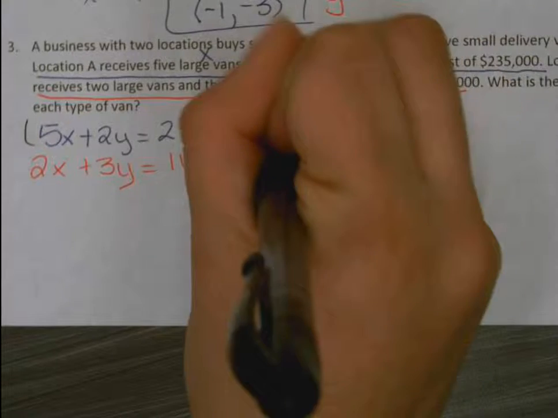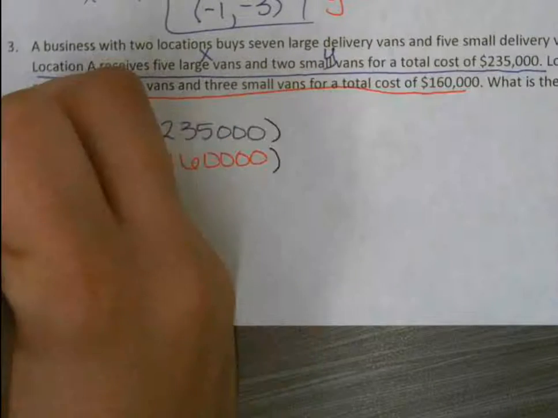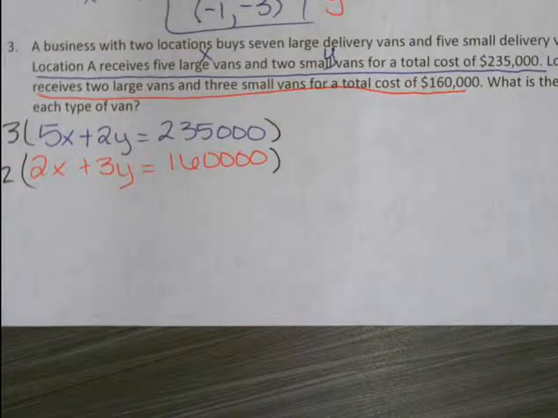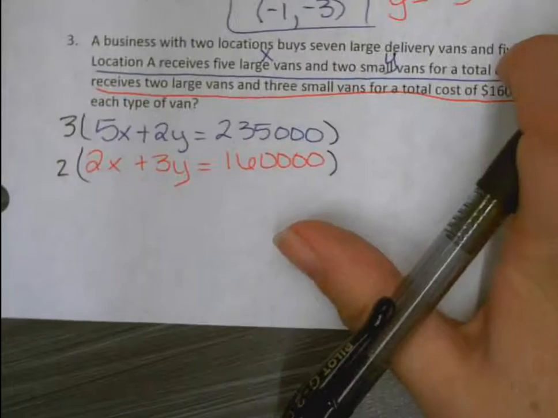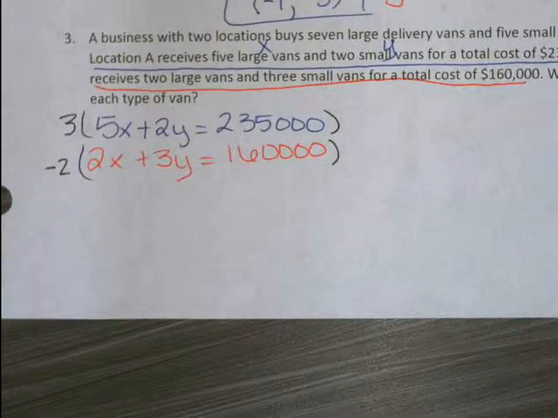Okay. So why did you pick 3 and 2? Yeah, exactly. One has to be negative and one has to be positive so they'll cancel out. Oh, I hit the bottom one. I'm sorry.